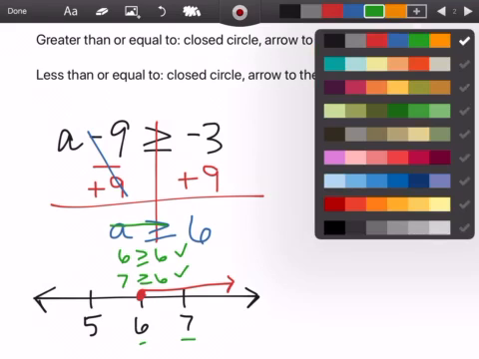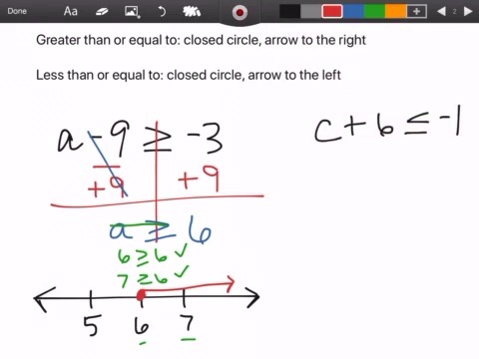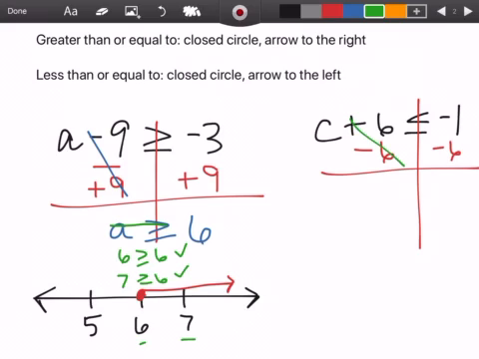All right, oops, I'm sorry. So for this one, we need c as our variable. With c is a plus 6, so the opposite of that is minus 6 on both sides, or negative 6. The plus 6 and minus 6 cancel. C is less than or equal.